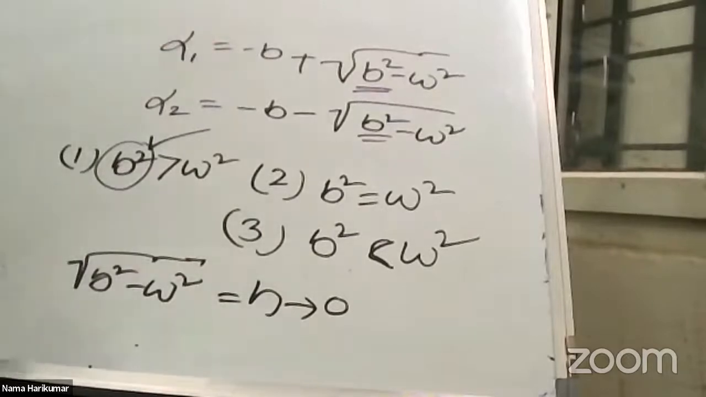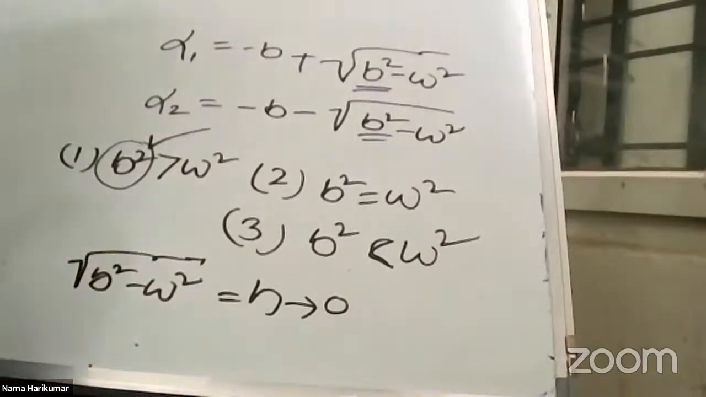So this b square equal to omega square case is called critical damping. Our rating is critical damping.